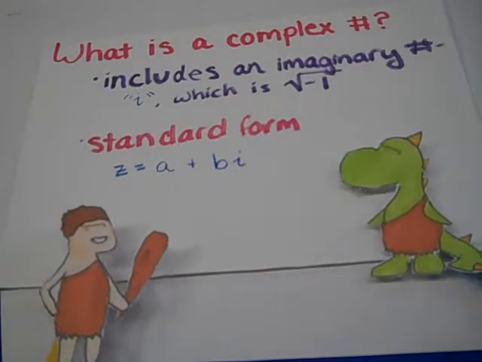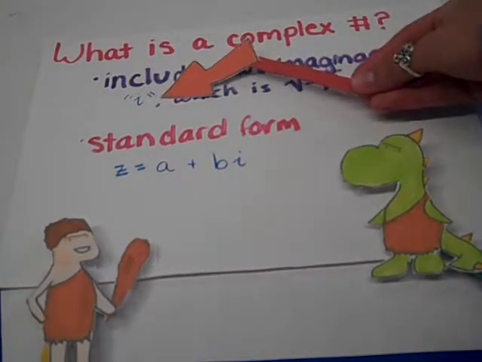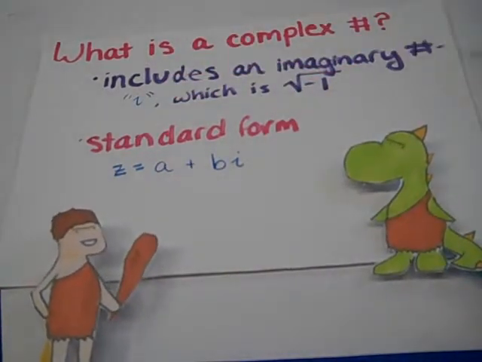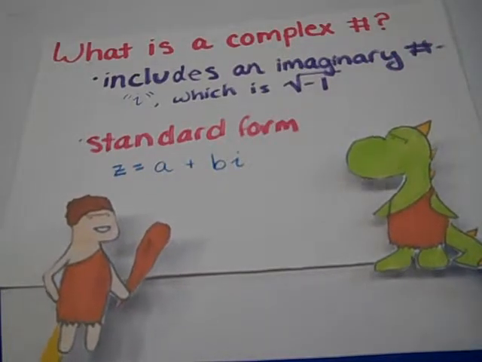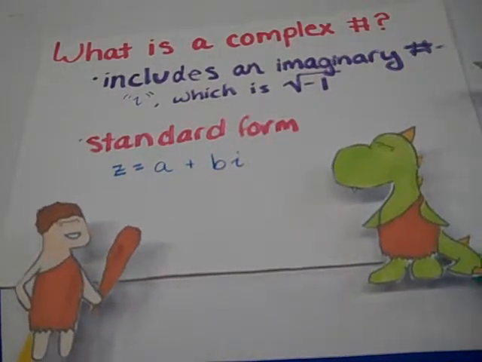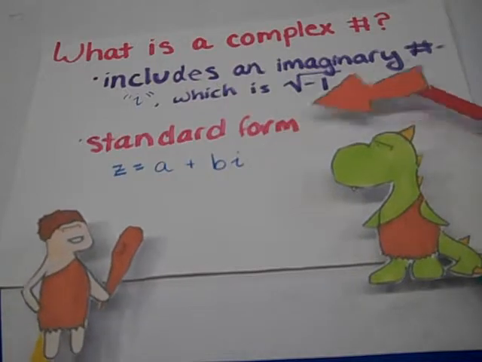A complex number is a value that contains the imaginary number i. i is equal to the square root of negative 1. It's usually written in the form z equals a plus bi. That's called the standard form.